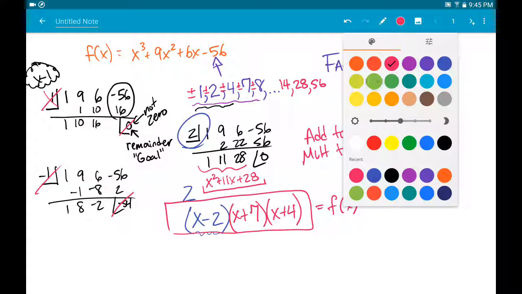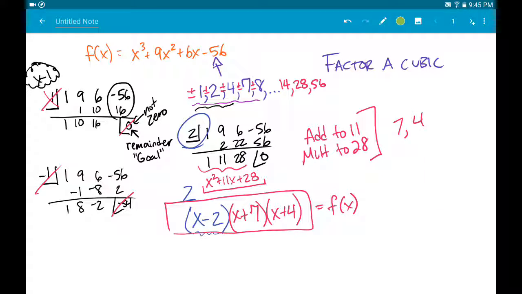Take note too, just one last thing, I don't think I said it at the beginning. When you have a degree 3 up here, many times you'll get 3 factors. You'll never get more than 3. But you're usually going to get 3. We'll talk more about that in another video.